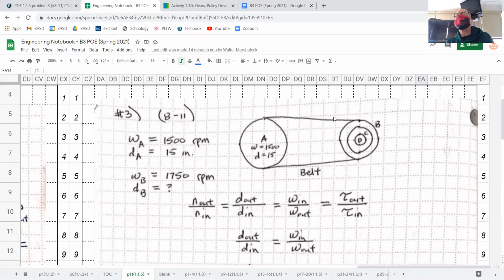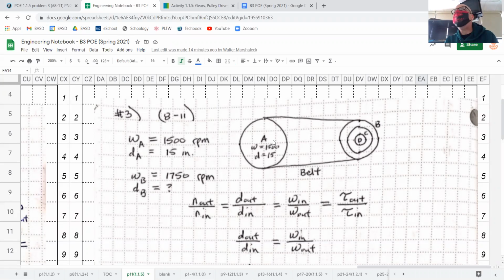This belt can be moved off of the B pulley and onto the smaller C pulley, and then it becomes a different arrangement. It can also be derailed and re-railed onto the smaller D. The smallest one is D, the medium one is C, and the big one is B. A is the extra big one, the extra large one.